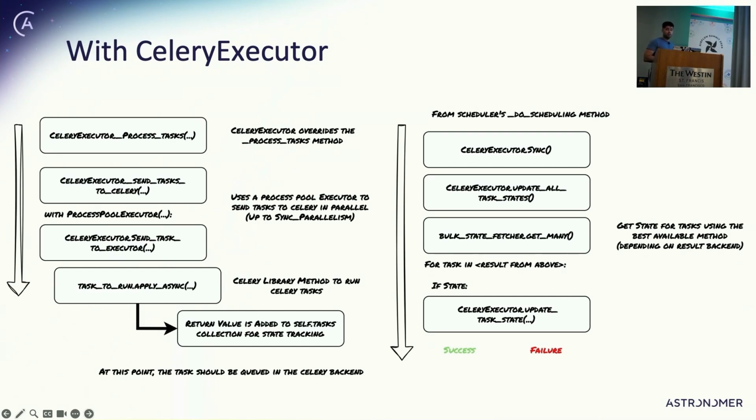The return value of the apply async method is a future that will allow us to check on the Celery task results in the future. So we store it in the task collection for future use. At this point, the task should be queued in the Celery backend and available for workers to pick up. More on that a bit later, but let's first talk about the sync method, which runs right after. The sync method is responsible for reconciling task states. It calls update all task state, which fetches task status from Celery using the bulk state fetcher, and updates task instance states based on the Celery task state.